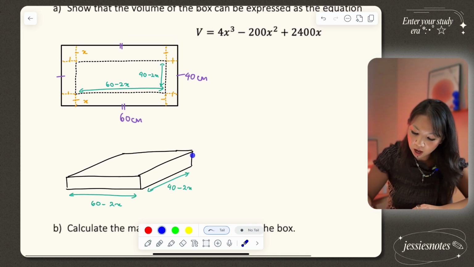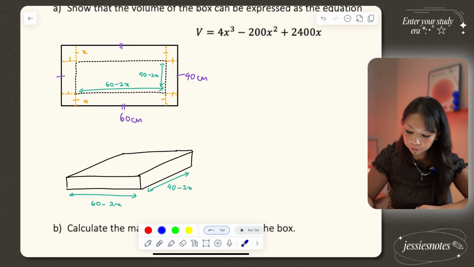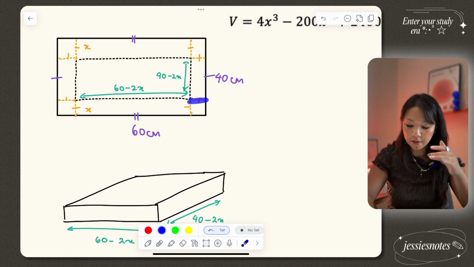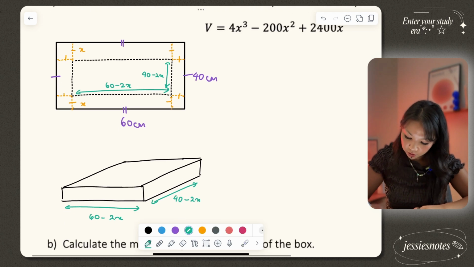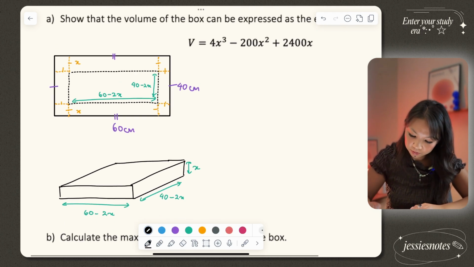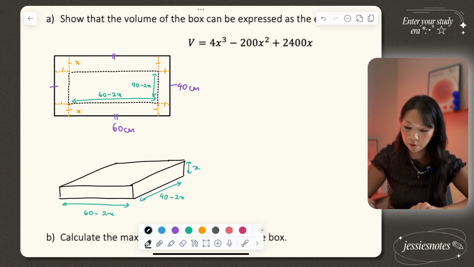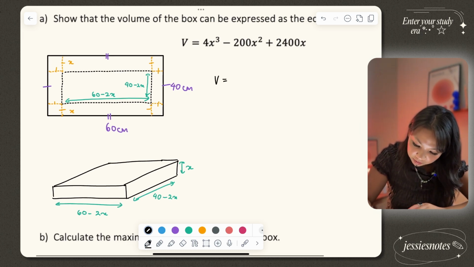Now, what's going to be the height of this prism? Well, imagine you fold this up. Do you see how it's just going to have a height of x? So this here is actually going to be x. Perfect. And now that each of these dimensions are labeled, I can go ahead and find the volume. So the volume is going to be given by taking all of these dimensions and multiplying them together.